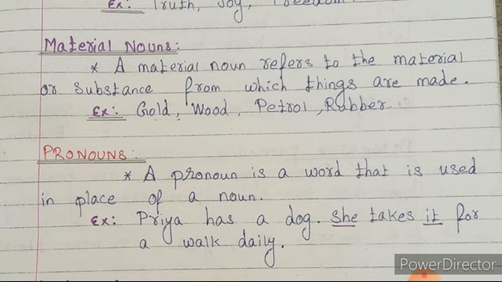So now read the sentence, children. Priya has a dog. She takes it for a walk daily. Here she is the pronoun. It refers to the girl Priya. Look at this sentence. She takes it. Here it refers to the dog. It is known as a pronoun that replaces the noun. So, Priya has a dog. She takes it for a walk daily.